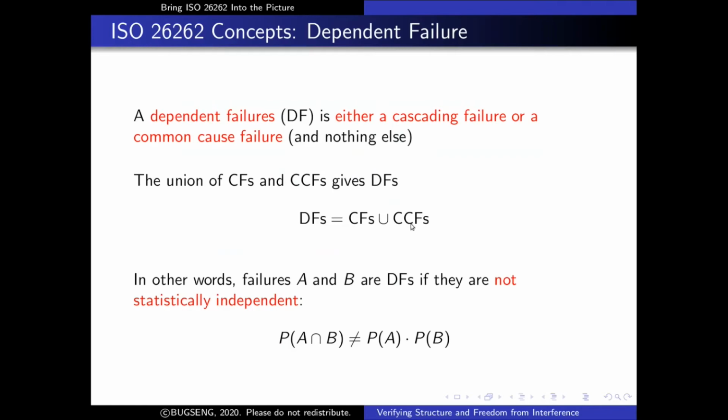In other words, failures are dependent if they are not statistically independent, so that the probability that both of them occur is different from the product of the probabilities that one and the other occur. There may be a positive dependence, for example failure A may make failure B more likely, or failure A may make failure B less likely, which is a negative dependence.